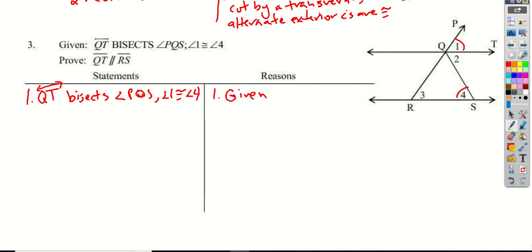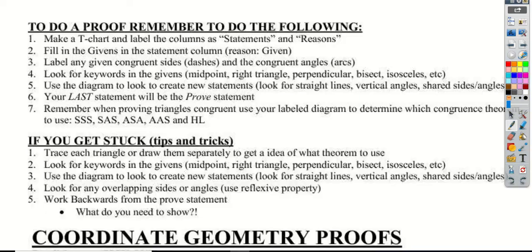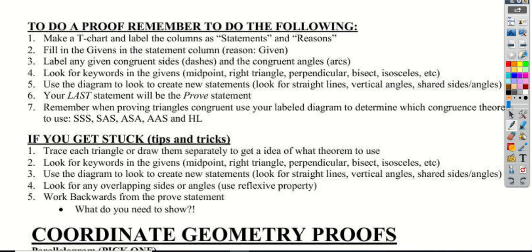Now, when I'm doing a proof, if you look at your notes, this is the sheet you guys got, and you turn it to the second page. We start with the T-chart, statements and reasons, and fill in the givens. We're going to label any congruent sides or angles. We already did 1, 2, and 3. Number 4 is we're going to look for any keywords, anything like midpoint, right angle, perpendicular, bisect, any one of those things. That's going to help us make any new statements. Then we're going to look at the diagram and look for any new statements. Do you see any straight lines, vertical angles, any shared sides or angles? We'll get there a little bit in the future. And your last statement is always the prove statement.